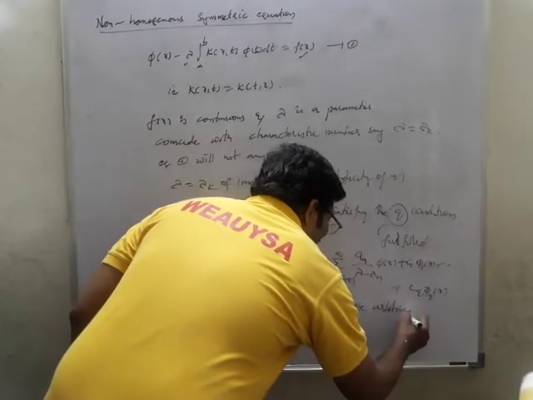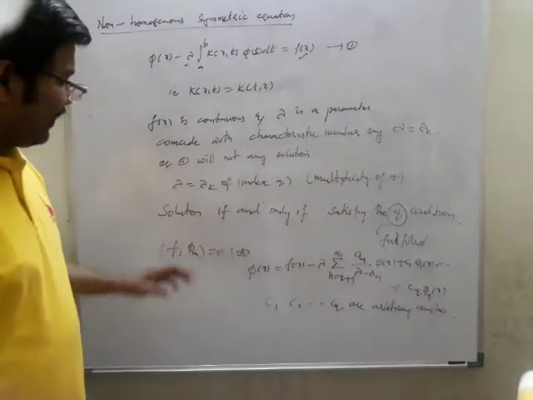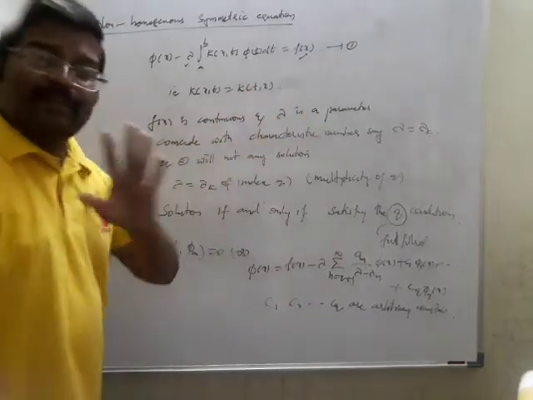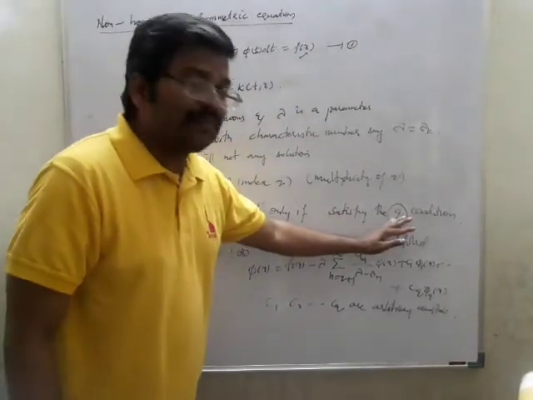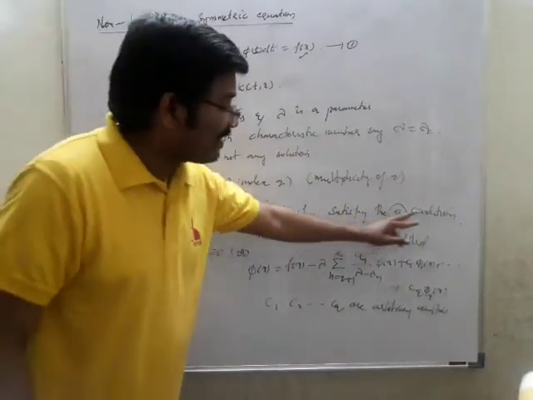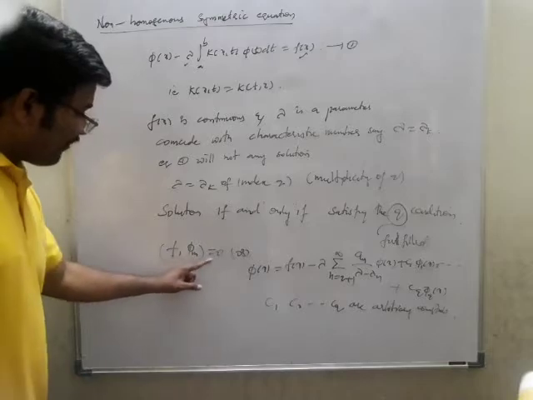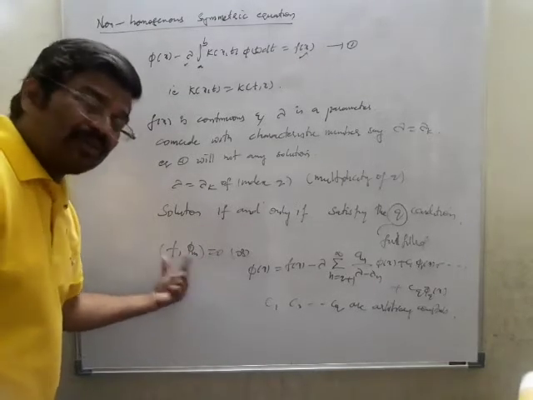These are arbitrary constants. If the lambda values coincide, there will be no solution. A solution exists if and only if it satisfies the q conditions, or you can say the q conditions should be fulfilled. The condition is nothing but f of phi of m equal to 0. f of phi of m equal to 0 means it is orthogonal.